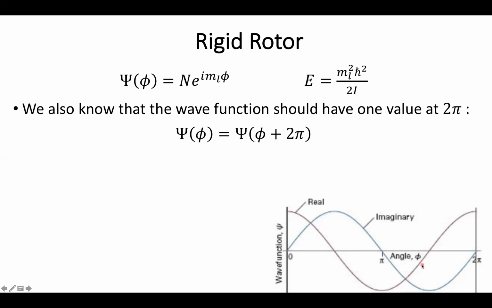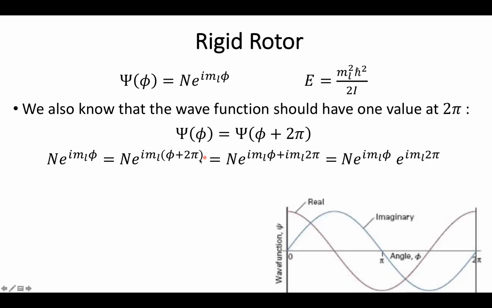The diagram provided here is for, or sorry, for a value of m sub l equals 1. However, what we want to go ahead and figure out is what values of m sub l are allowable. And we can do this by applying this boundary condition. So let's go ahead and plug in our equation. On the left side, we have our simple wave function. On the right side, we now have a phi plus 2 pi inside of our exponential term.